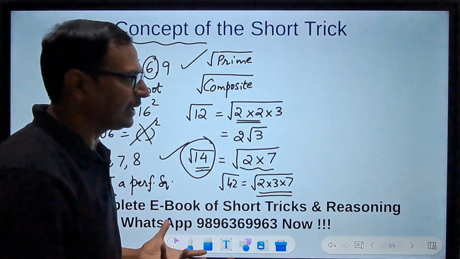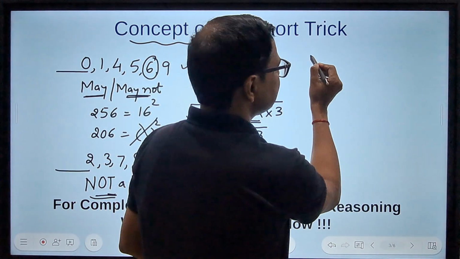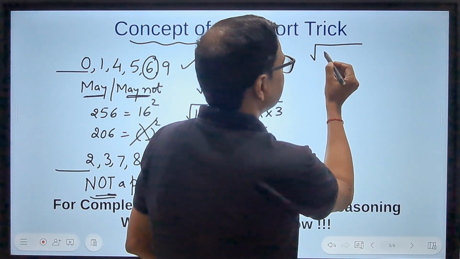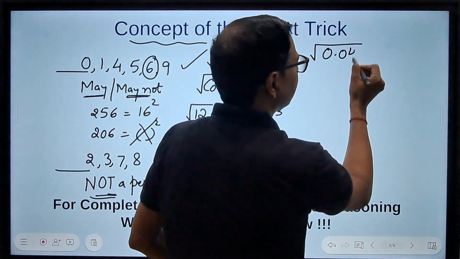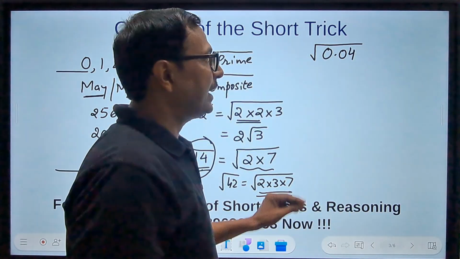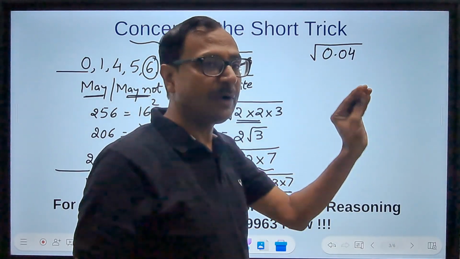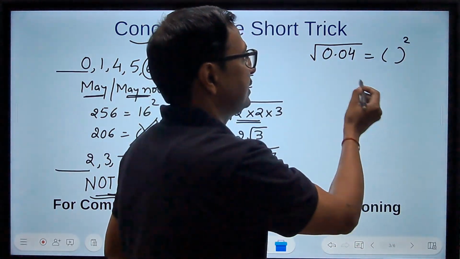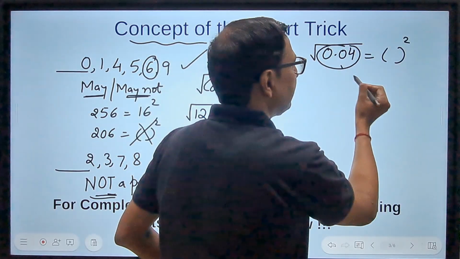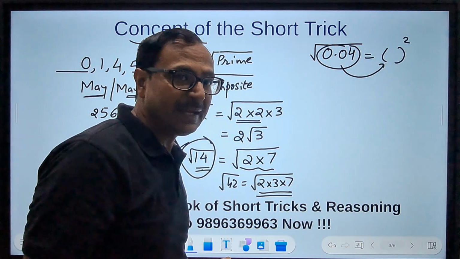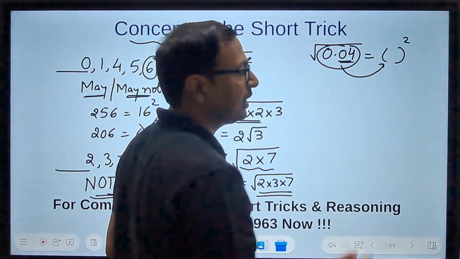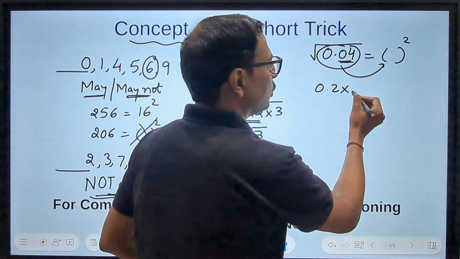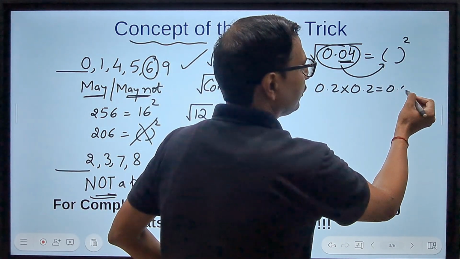The next important thing is square root of decimals. So when we have a decimal number in the square root like 0.04, now we should know that any square root of a decimal will only be a perfect square when it has an even number of digits on the right of the decimal. So if you see 0.2 into 0.2, it is actually 0.04.